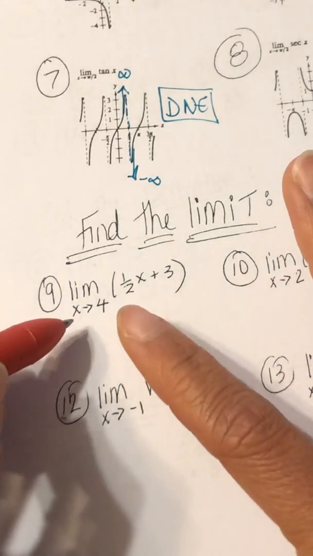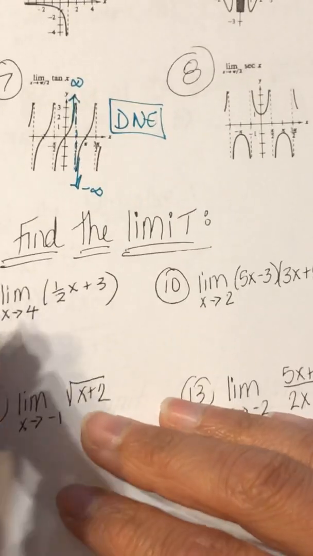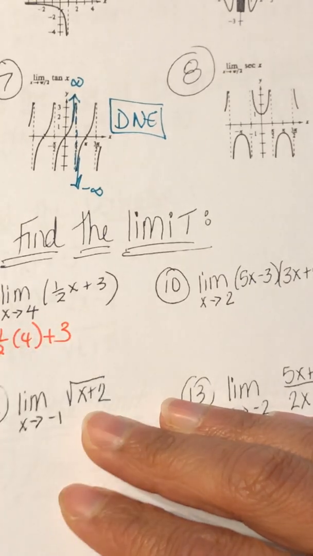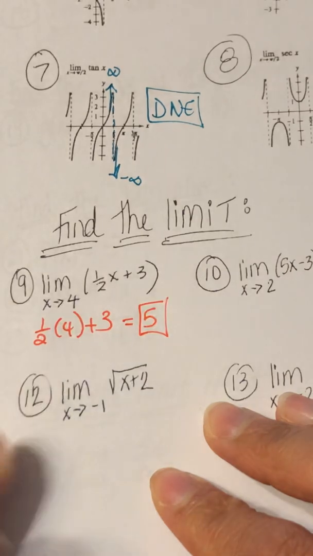Anyways, okay, so we're finding the limit as x approaches 4 of 1/2 x plus 3. So we're just going to plug in a 4 for x. So that'd be 1/2 times 4 plus 3. Half of 4 is 2. 2 plus 3 is 5. So the limit is 5.